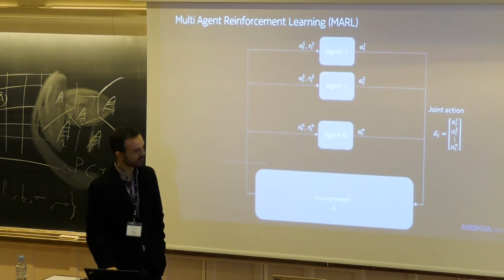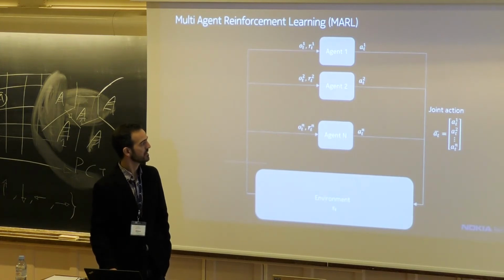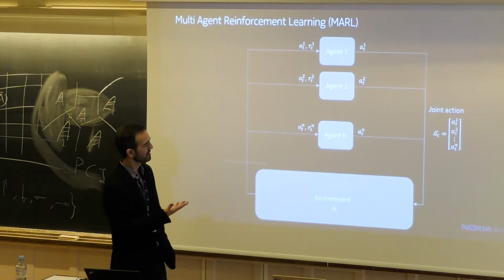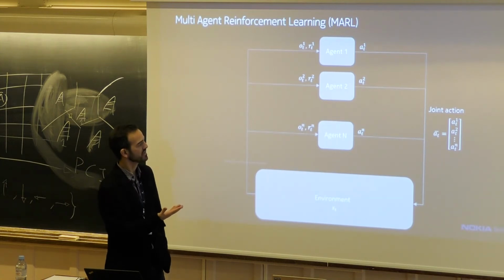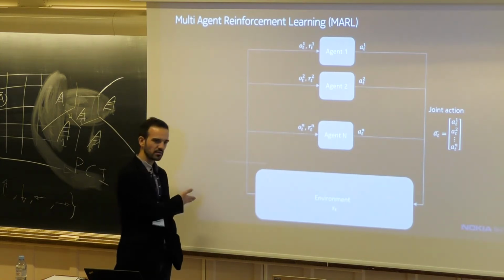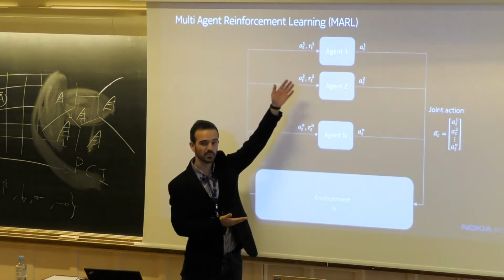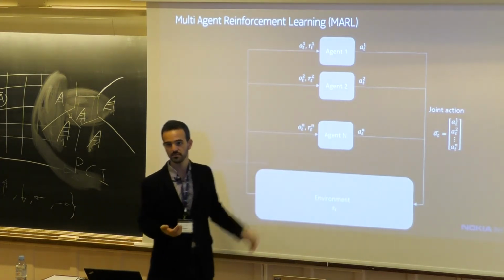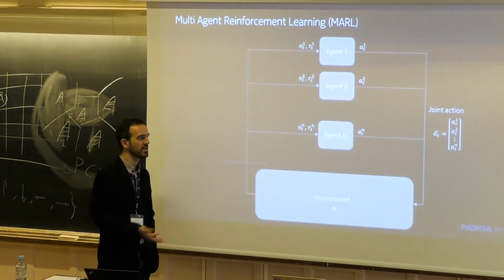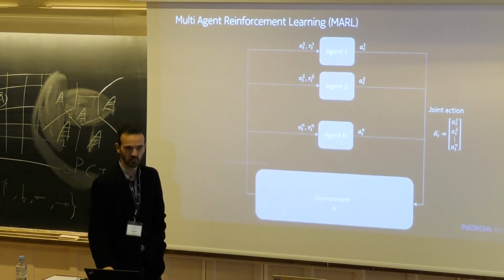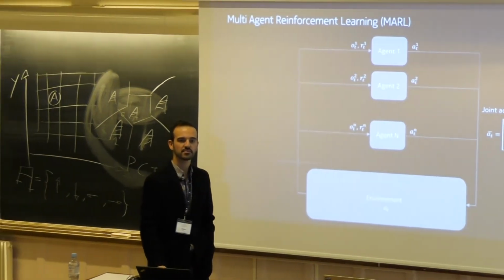Now comes the question, how do we train these agents? Perhaps the most straightforward way of thinking about how to train them is just to take one of the algorithms I showed you before, like DQN, and you have multiple agents training in parallel. So you just take DQN and you train n times.